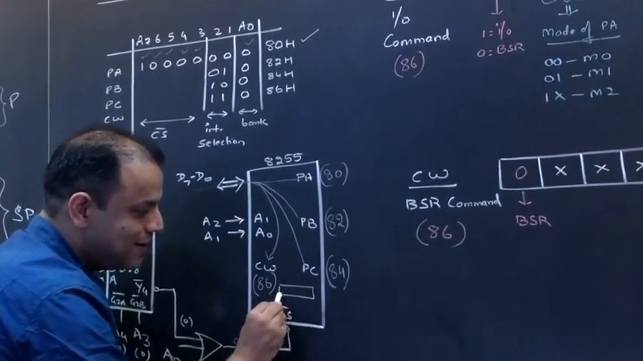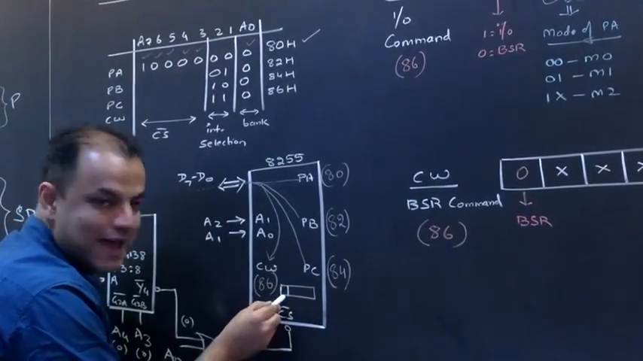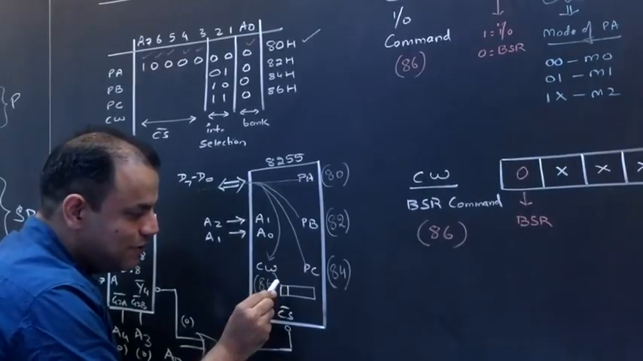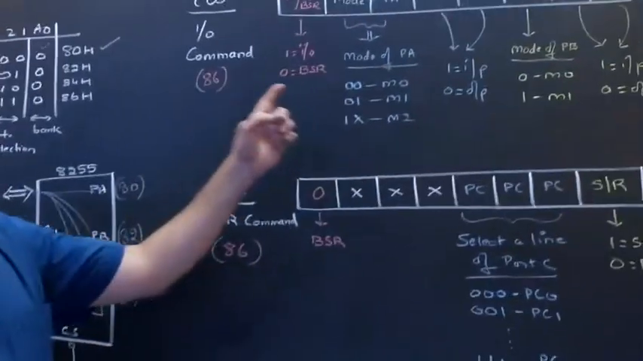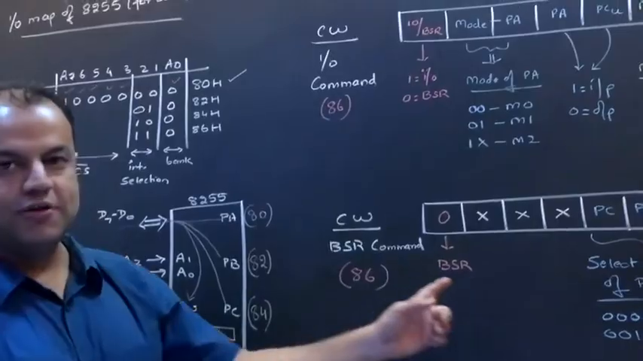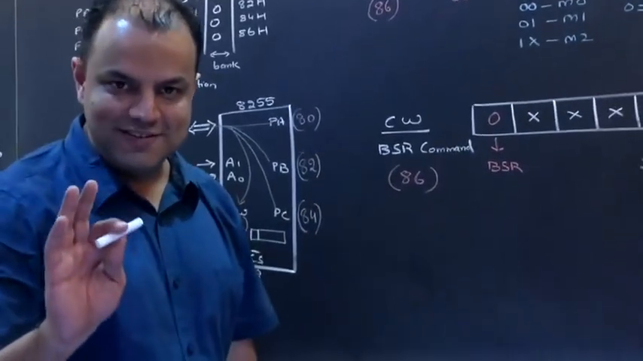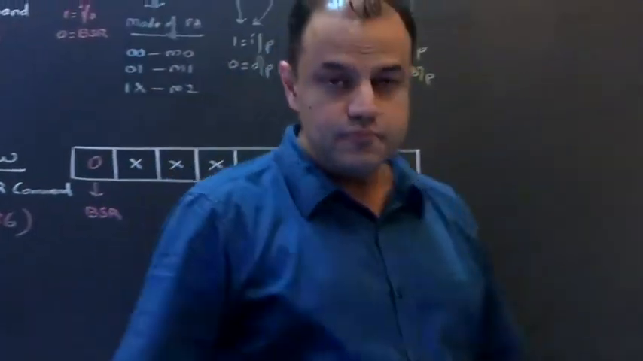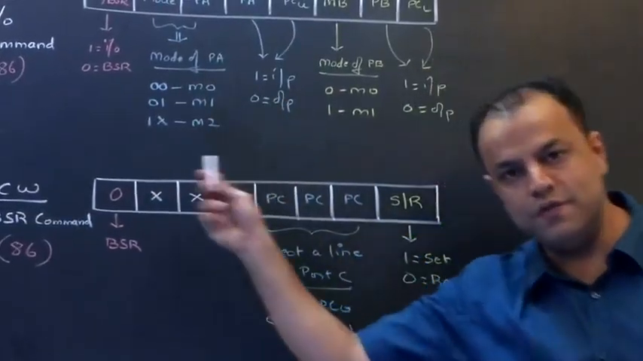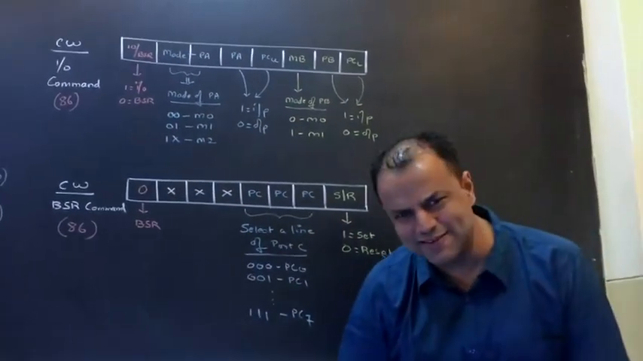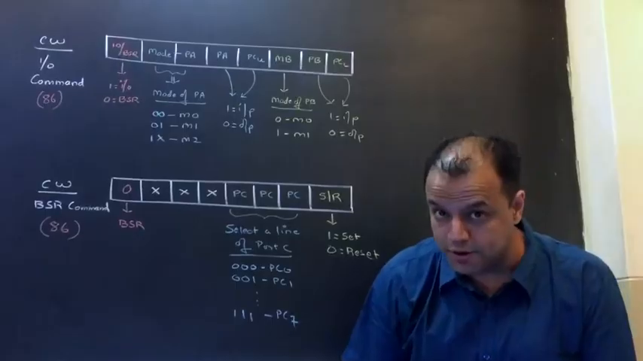You will look at the command. You will first look at the MSB of the command. If the MSB is 1, you will treat it as an IO command, and if it is 0, you will treat it as a BSR command. Tell me, did you understand this much? Now, we're going to start learning with the IO command, finish it, then go to the BSR command. They're both very simple, but very important, okay?